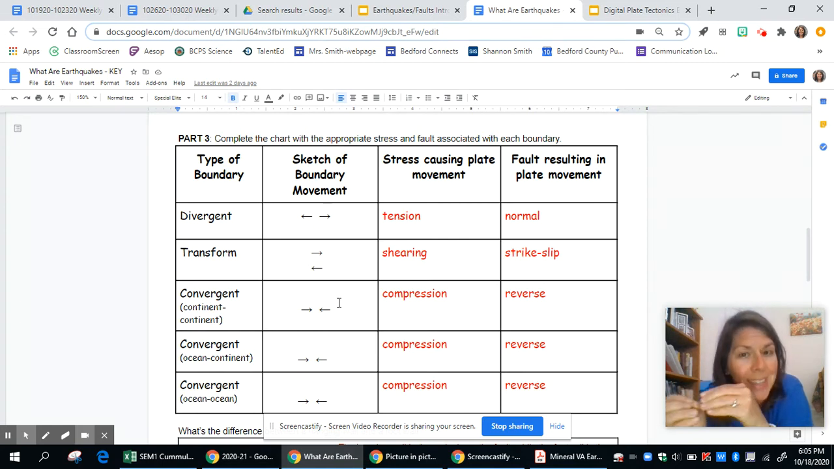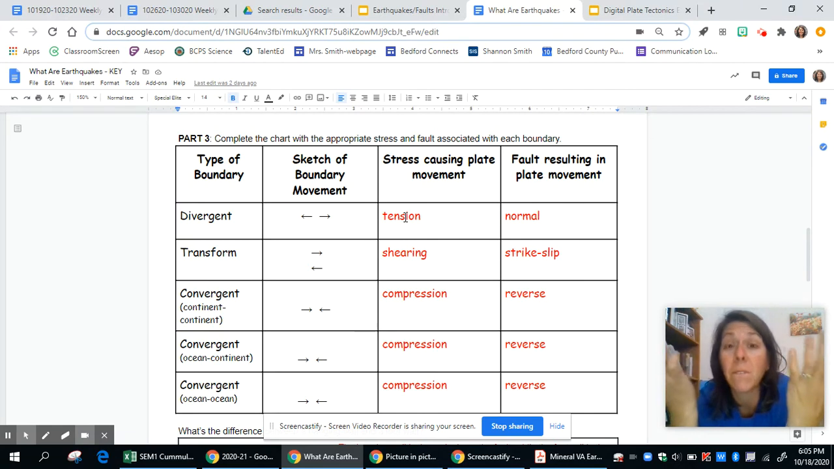What's new for you guys is the force or the stress that causes each. For example, the divergent boundary here. Divergent, divide, think about pulling apart, and that feels like tension. You're getting pulled in all kinds of directions. Unfortunately, that is something you guys as 8th graders taking a high school level course are familiar with. So one could say that tension is normal.